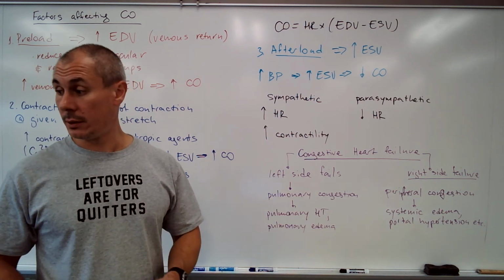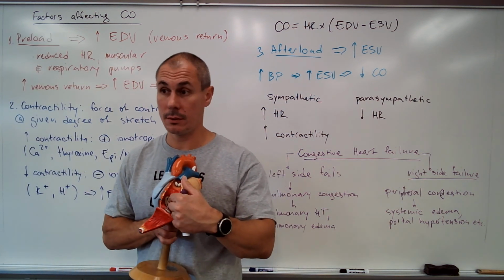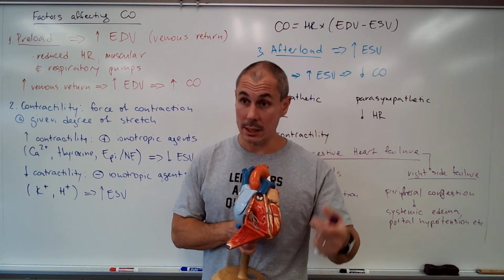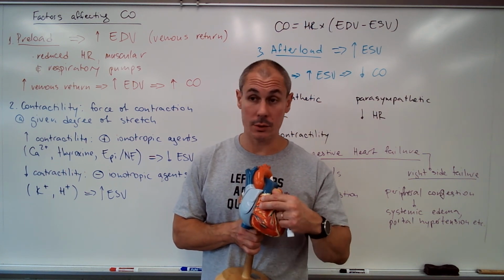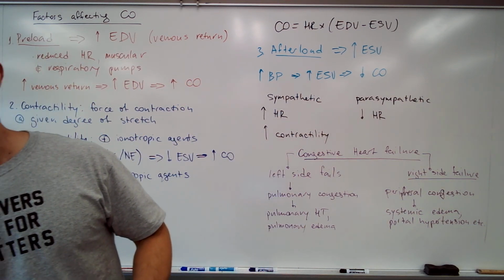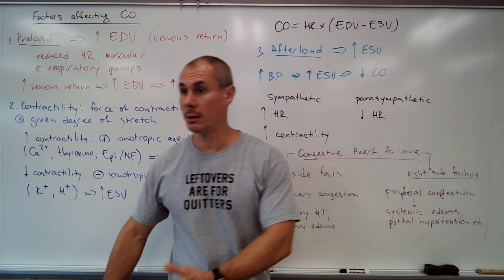When the right side fails, which pumps to the lungs, then excessive blood accumulates, gets congested into the systemic circuit, which leads to hypertension in the systemic circuit and peripheral edema. Edema in like legs or arms.